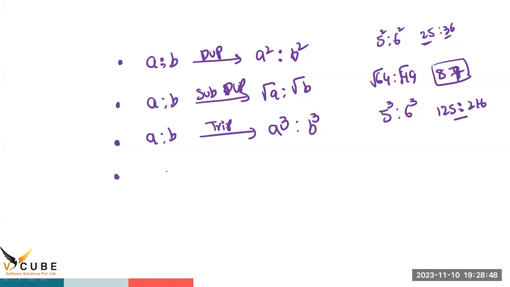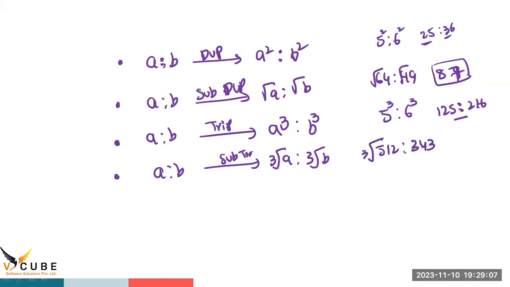Next, the last point: A is to B, the sub-triplicate ratio. Sub-triplicate ratio is cube root of A is to cube root of B. For example, 512 is to 343. What is the answer, guys? Cube root of 512 and cube root of 343. 8 is to 7.